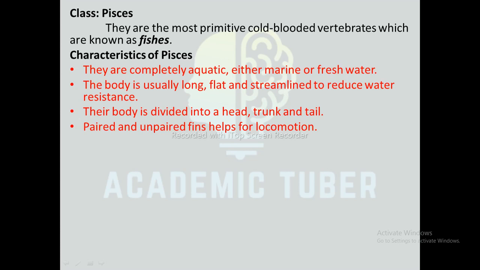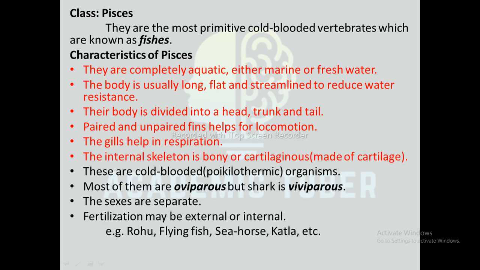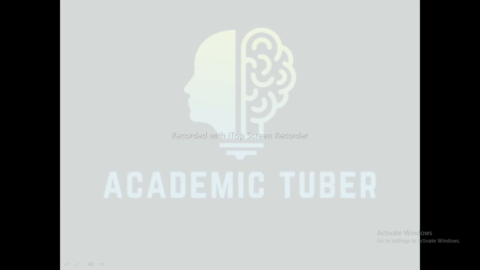Their body is divided into head, trunk and tail, and paired and unpaired fins help for locomotion. The gills help in respiration. The internal skeleton is bony or cartilaginous. They are cold-blooded organisms. Most of them are oviparous, but the shark is viviparous. Oviparous means egg-laying animals, and viviparous animals give direct birth. The sexes are separate, and fertilization may be external or internal. Examples are rohu, flying fish, seahorse, katla, etc.